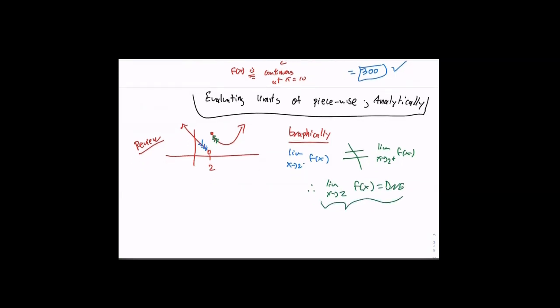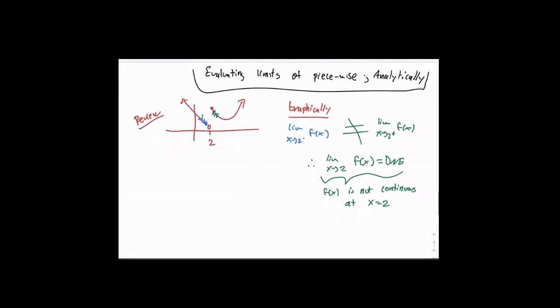Or we could also say that f of x is not continuous at x equals 2. Because, remember, for a function to be continuous, the limit has to exist. If the limit doesn't exist, then automatically the function is not continuous. However, that's how we would read it graphically.